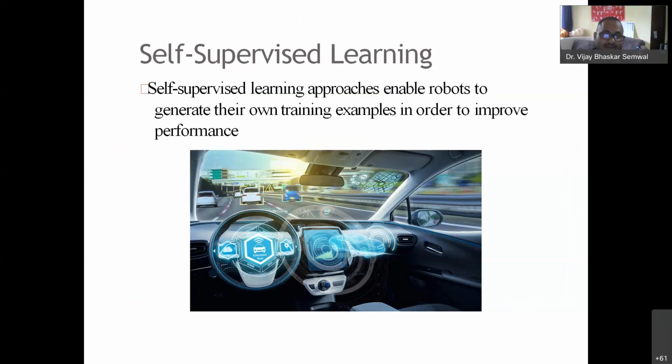Then last, not least, that is very important, autonomous vehicles. It is much needed and people are well aware of this one, self-supervised learning. The self-supervised learning approach enables the robot to generate its own training examples in order to improve the performance. So in this case, if an autonomous vehicle is moving, they are enabled with camera sensors.